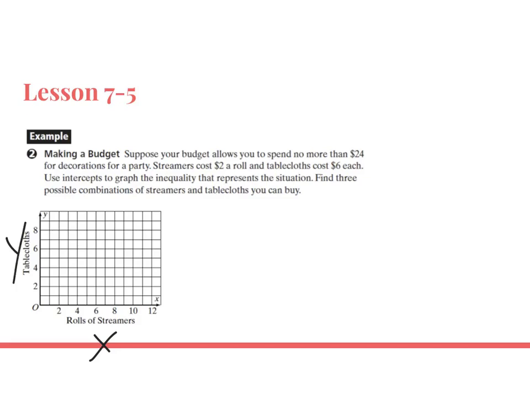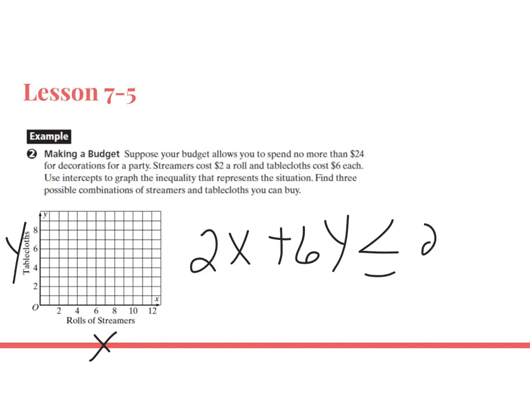Now, think about how you'd write this equation if this were an equation. In this case, standard form is going to be your best bet. Don't try to even write a y equals mx plus b inequality here. Okay, so remember, streamers are $2, and then tablecloths are $6. Okay, and so we want to buy a combination of streamers and tablecloths, and that must be less than or equal to $24. See how that works there?